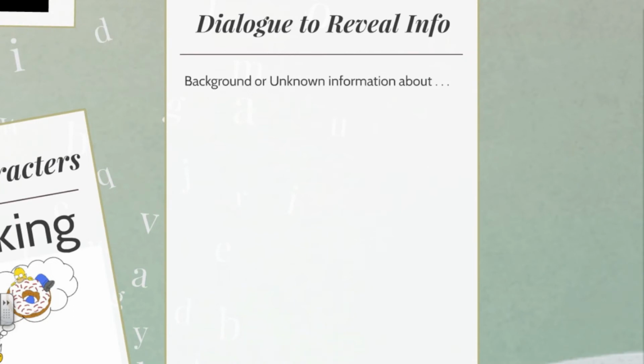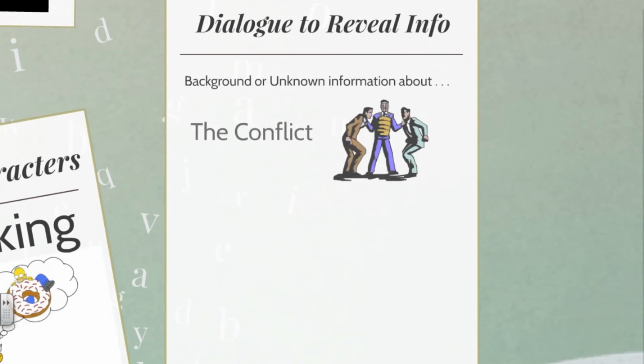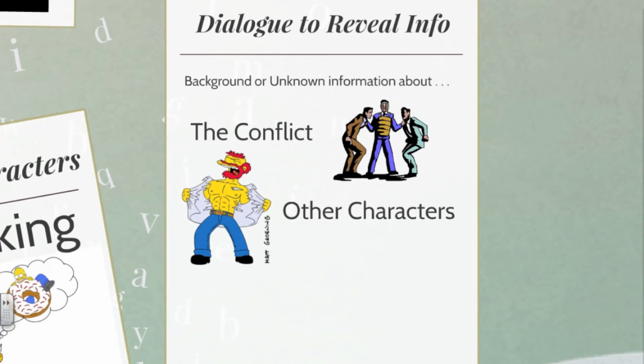Dialogue reveals information. It gives us background information or unknown information about the conflict. For example, maybe the two main characters, their families have fought forever and ever, like in Romeo and Juliet, and that's why it's such a big problem. Dialogue can also help us understand other characters. Maybe two characters are having a conversation about a third character, and that helps us understand how they became so evil and can do such horrible things.